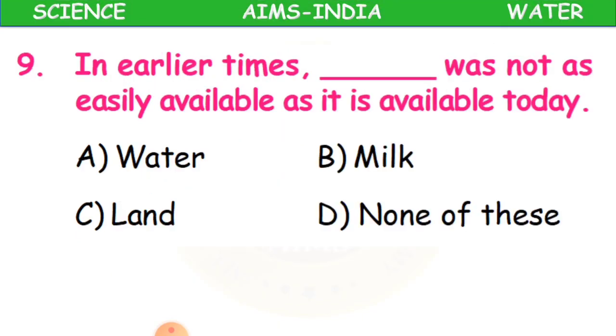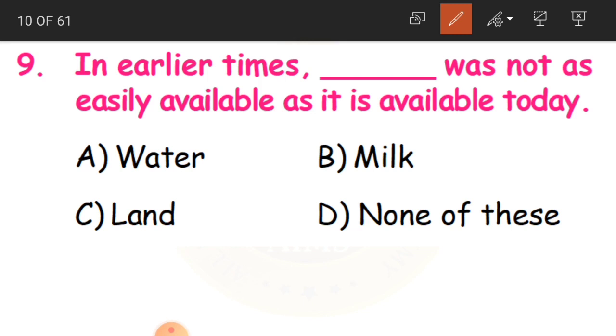And the next question, ninth one, in earlier times, dash was not as easy available as it is available today. In earlier times, in the sense in the olden days, dash was not as easy available as it is available today. So we are having 4 options: water, milk, land and none of these. So in olden days, which was not available so easily as we are getting it easily today. What is that from all these 3 options?